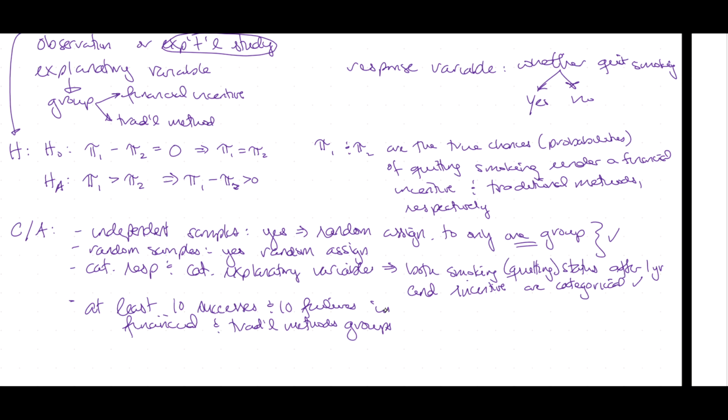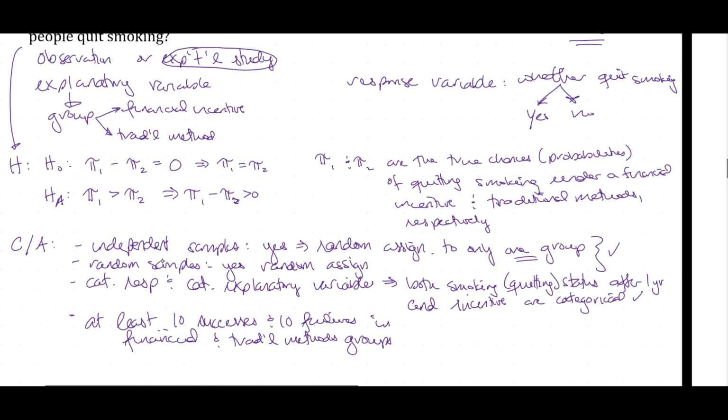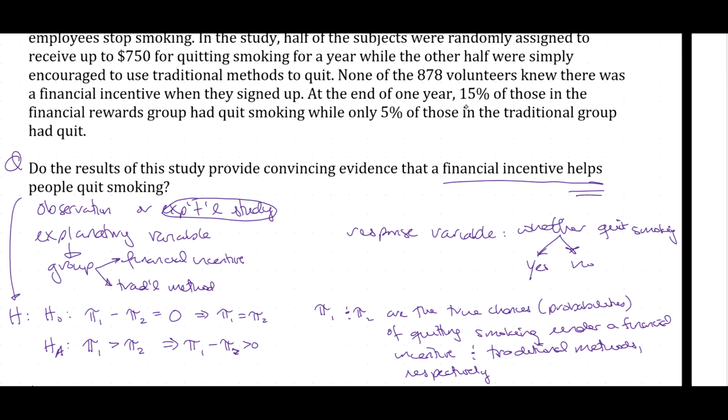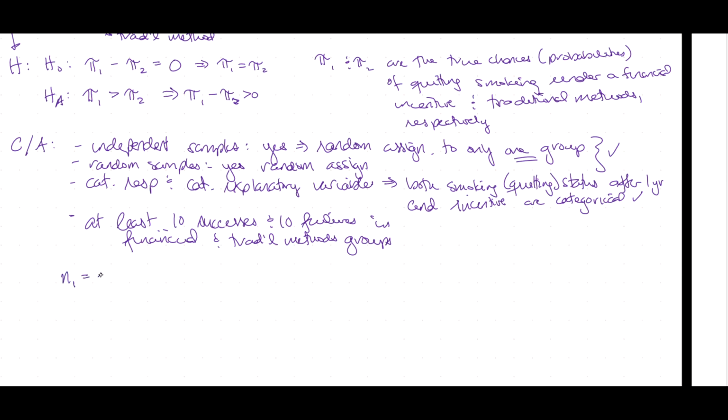Has that been satisfied? Well, we don't have the raw numbers, but we do have probabilities. If we look back up here, we see at the end of the year, 15% of those in the financial rewards group had quit smoking, and only 5% of those in the traditional group had quit. We also know that it was a 50-50 split between those assigned to each method. So even though there are 878 total volunteers, half of those, or 439, were in the financial rewards group, and 439 therefore were in the traditional methods group. So N1 equals 439, and N2 equals 439.